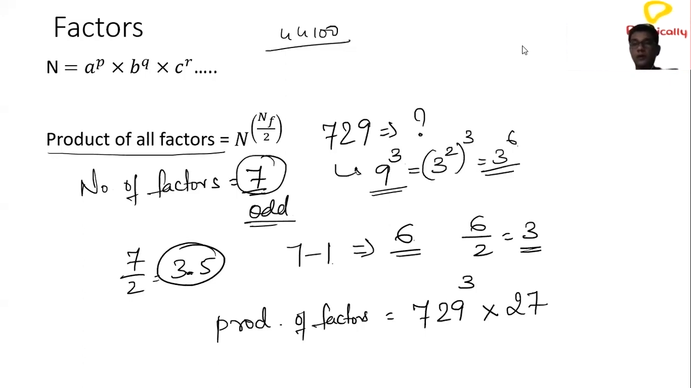So the middle number is the one that we ignore. So thus, it's going to be 729 whole cube into the square root number, which is 27. Are we all clear?